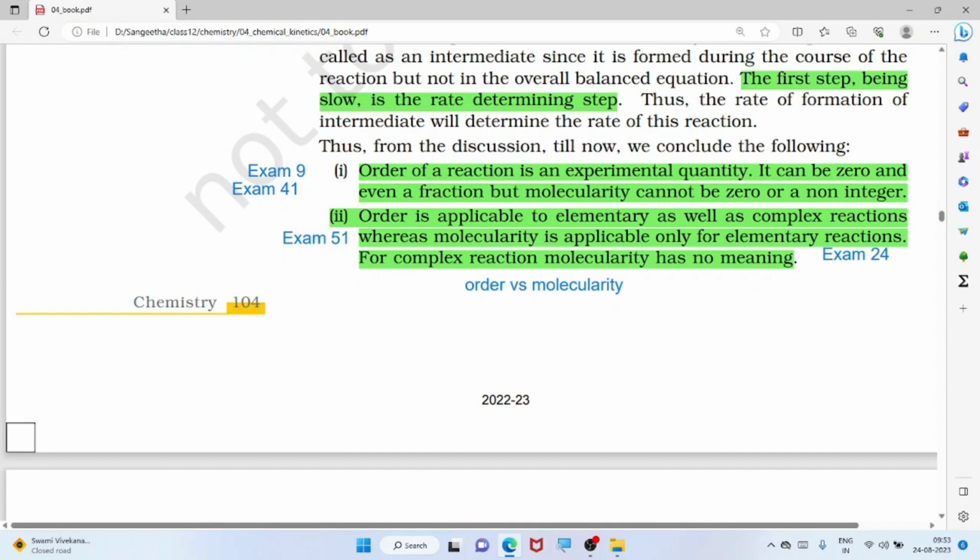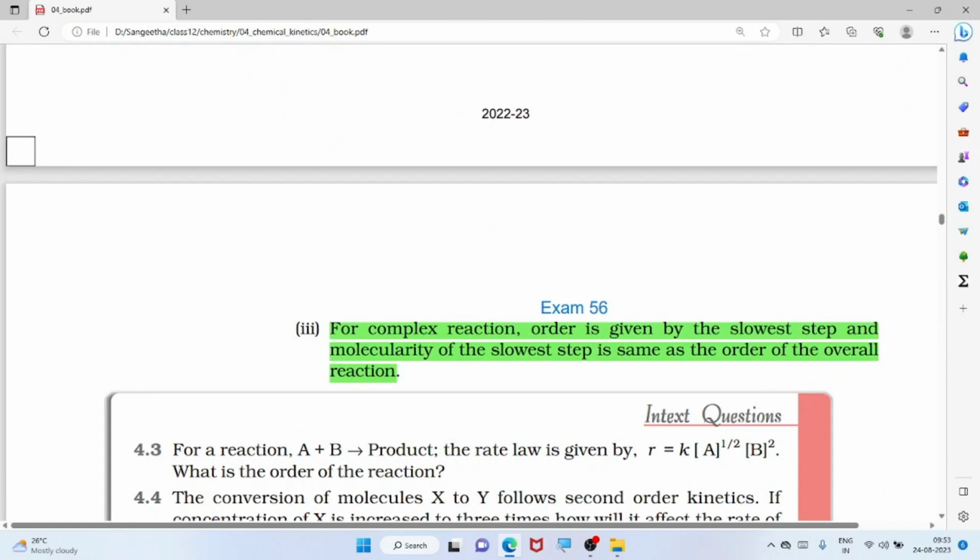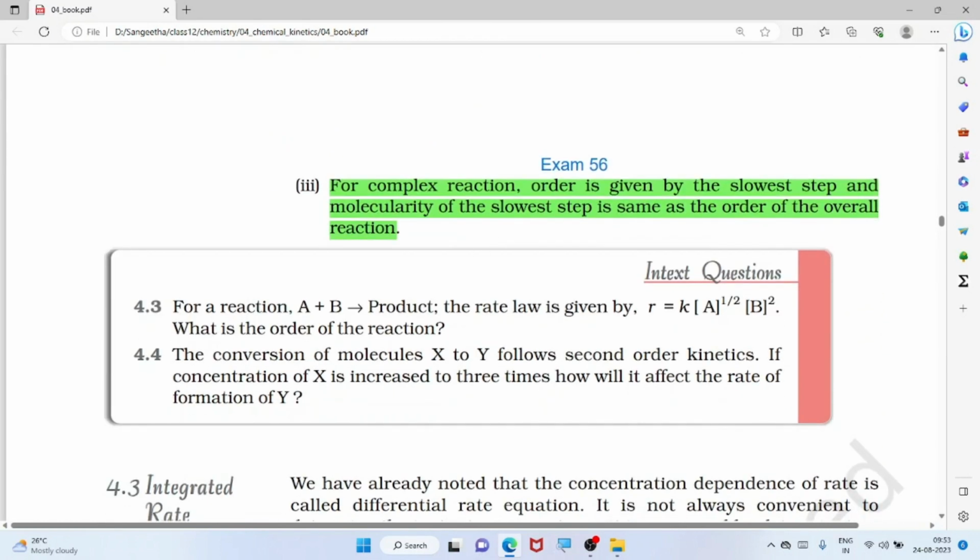Order of a reaction is an experimental quantity; it can be 0 or even a fraction, but molecularity cannot be 0 or non-integer. Order is applicable to elementary as well as complex reactions, whereas molecularity is applicable only to elementary reactions. For complex reactions, molecularity has no meaning, because a complex reaction occurs in several steps. The order of a complex reaction is given by the slowest step, and the molecularity of the slowest step is the same as the order of the overall reaction.